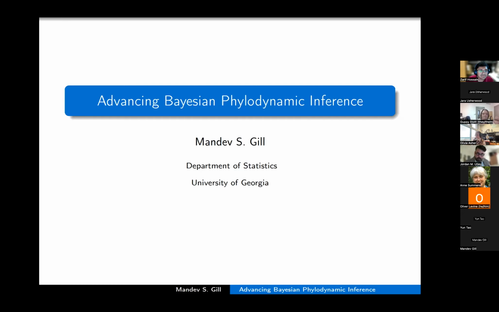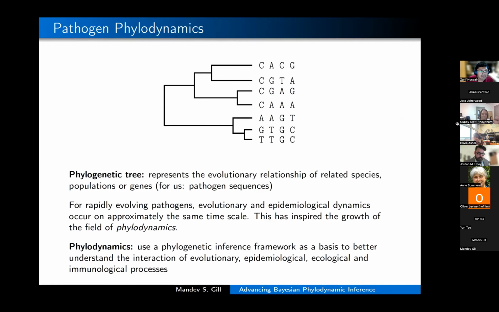So let's start with the idea of a phylogenetic tree. As most of you probably know, a phylogenetic tree is a directed graph which represents the evolutionary relationship of related species or populations or individuals or genes. And for our purposes, we're going to be primarily interested in inferring the relationship between pathogen sequences.